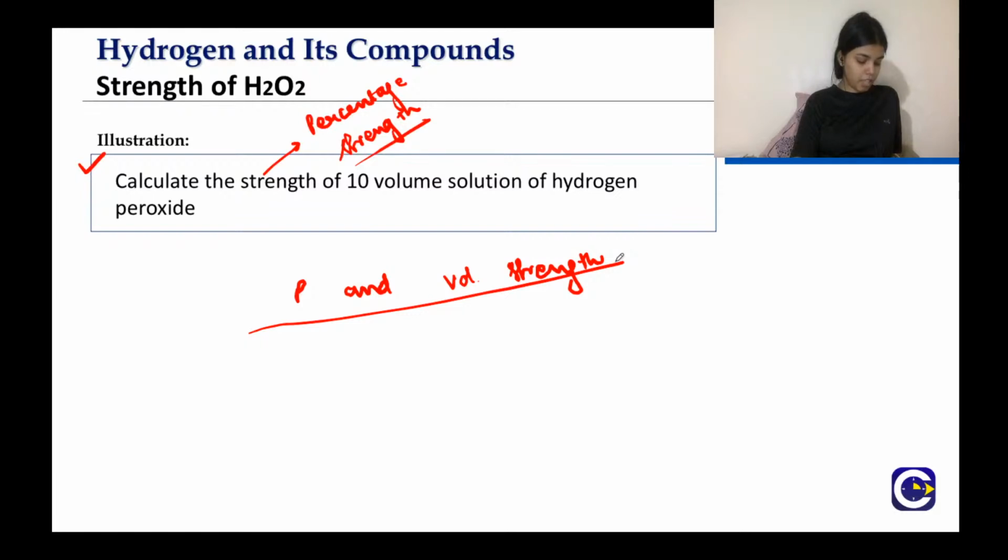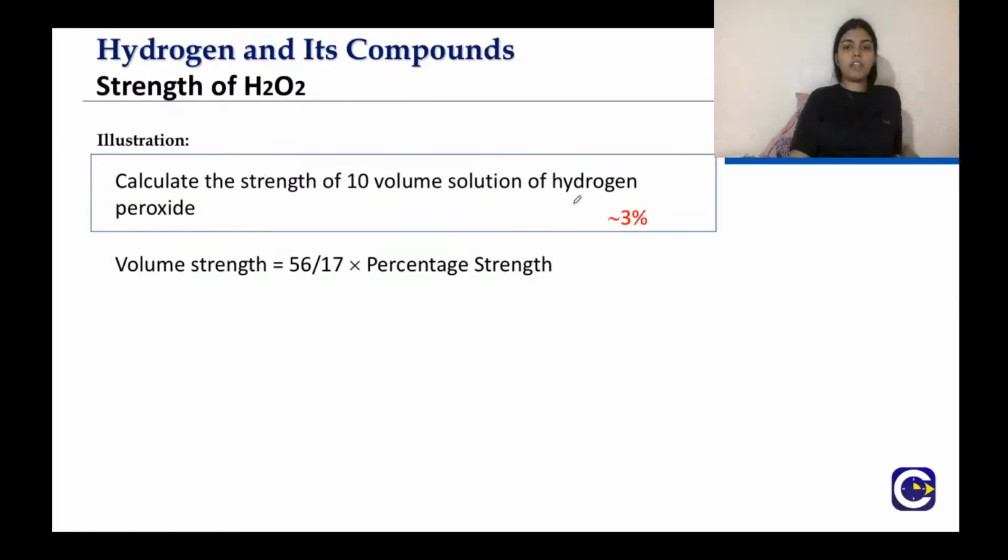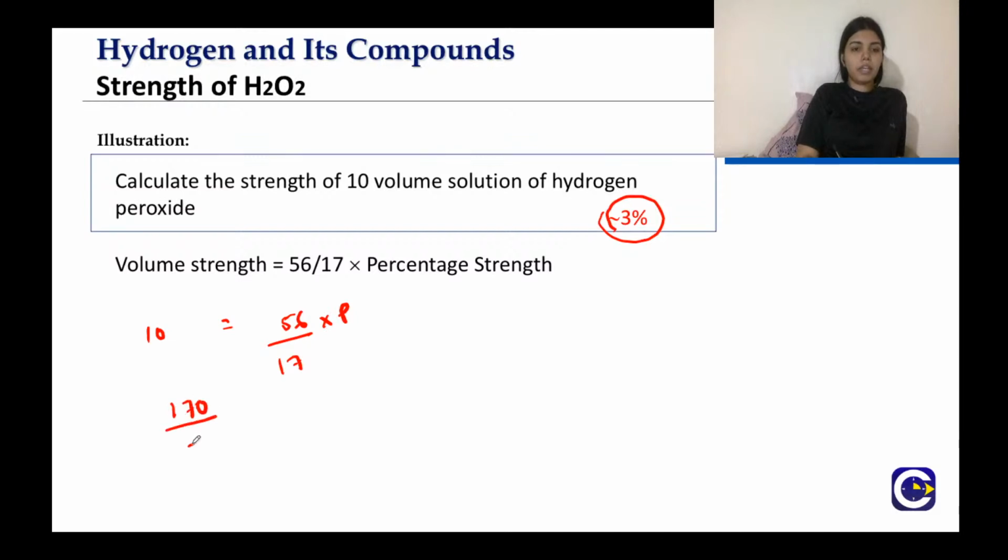Okay, Dinesh is saying 3.03. Yes, you are correct with your answer, that the answer is 3%. Good, because volume strength is given as 10. So this will be 56 by 17 into P, since percentage strength you have to find out. So this will be 170 divided by 56 equals P. That will approximately come out to be equal to 3%. Dinesh, you are very much correct. Good.